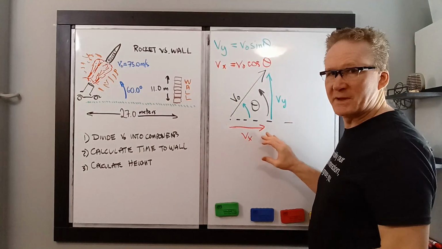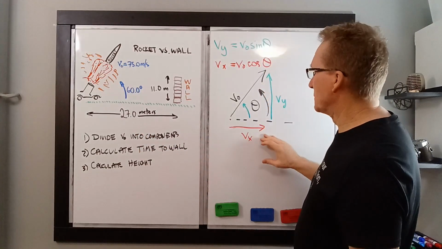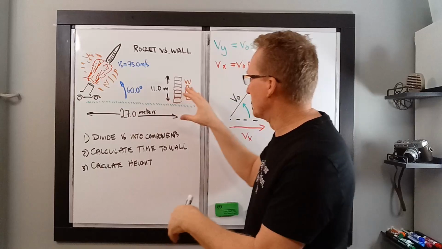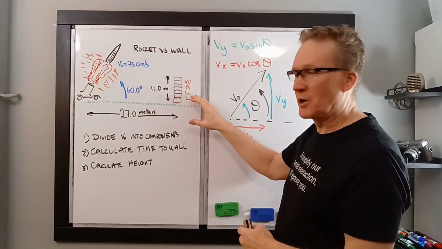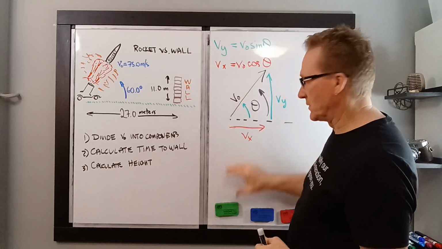That's the very first step, and it's the first step we do for pretty well all projectile problems. We divide up the initial velocity, or sometimes we're given the final velocity upon impact, into x and y components so that we can deal with those independently.